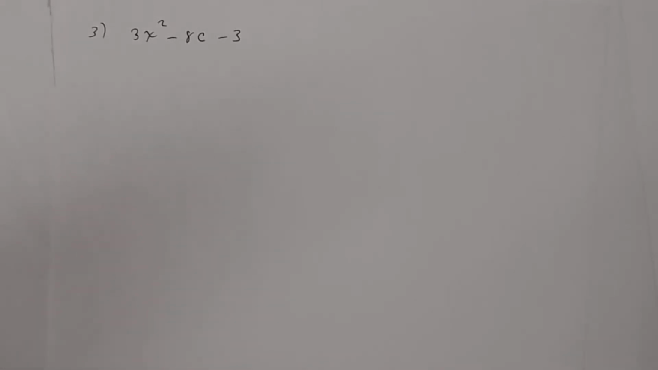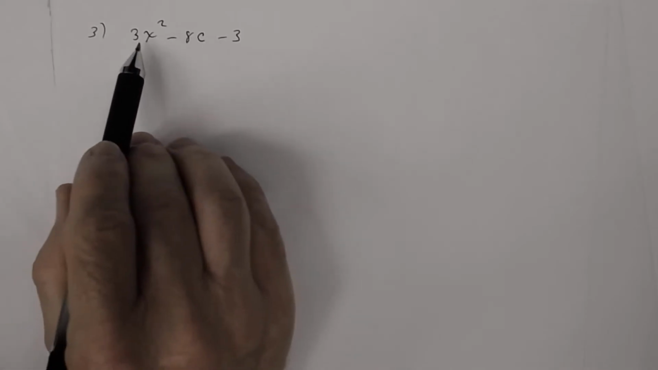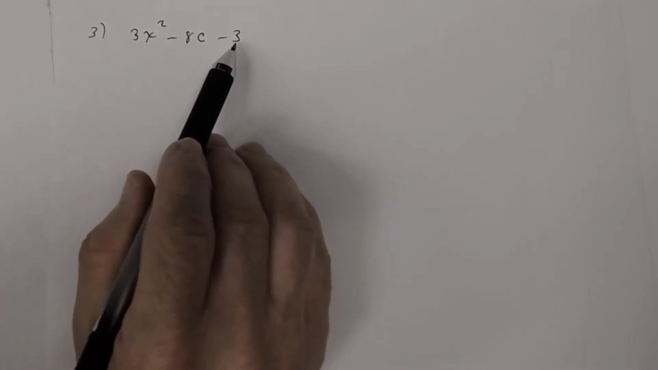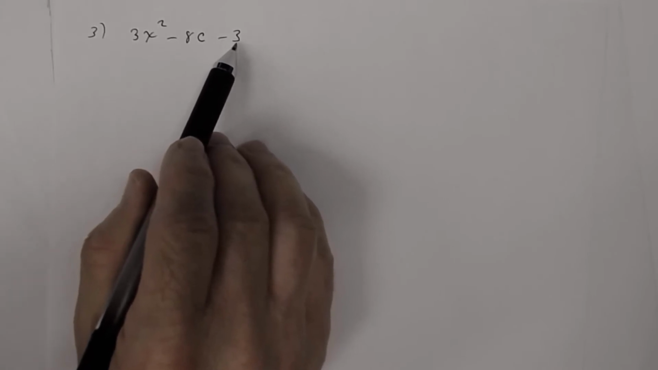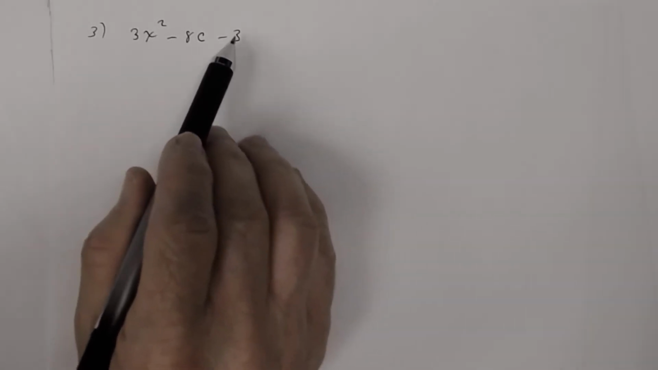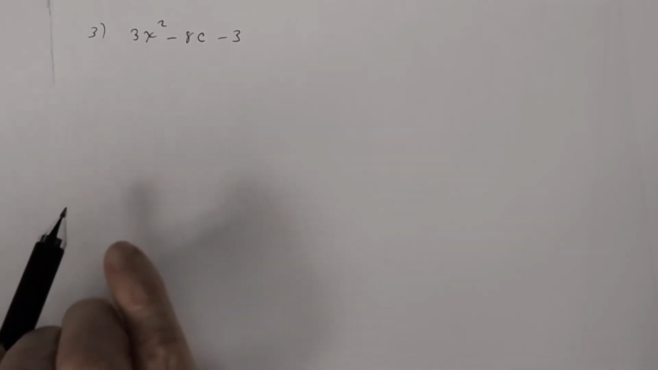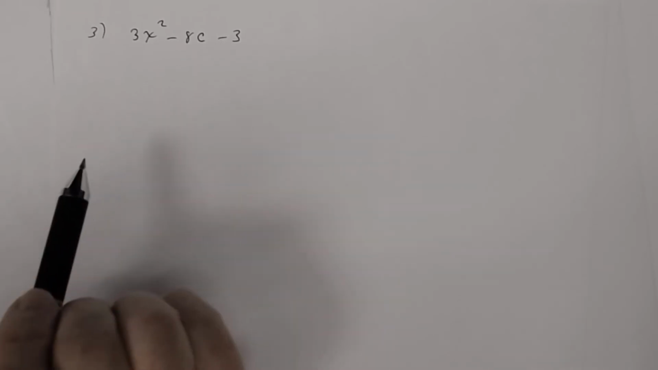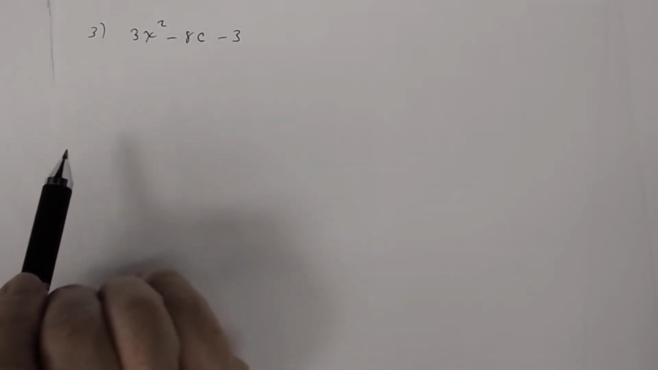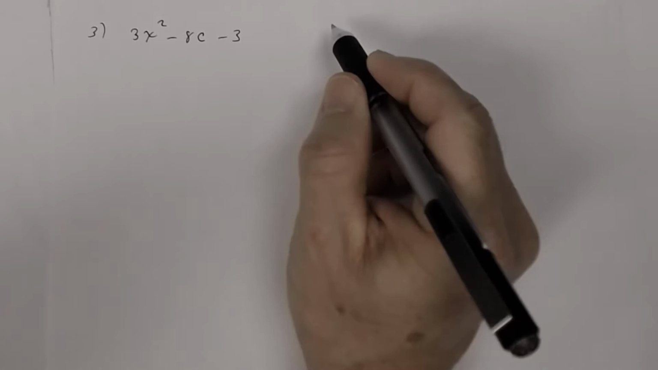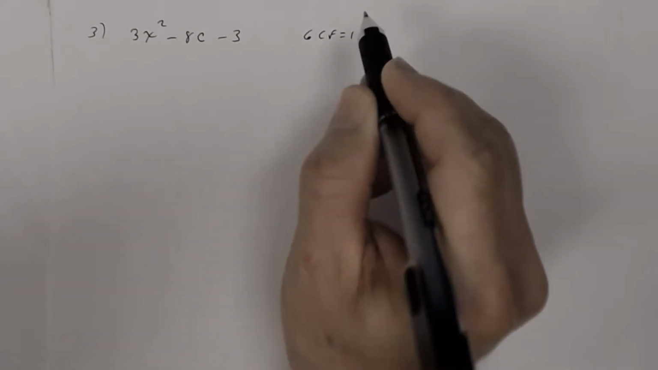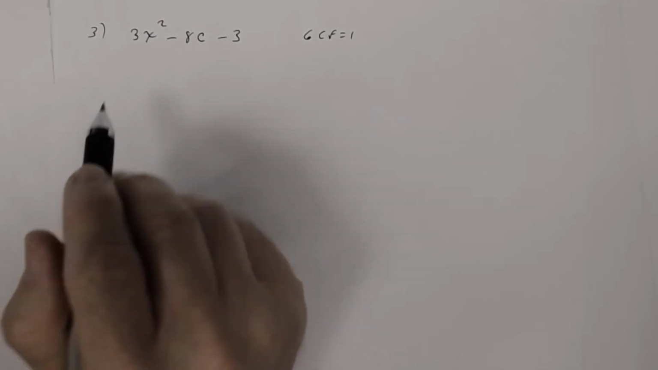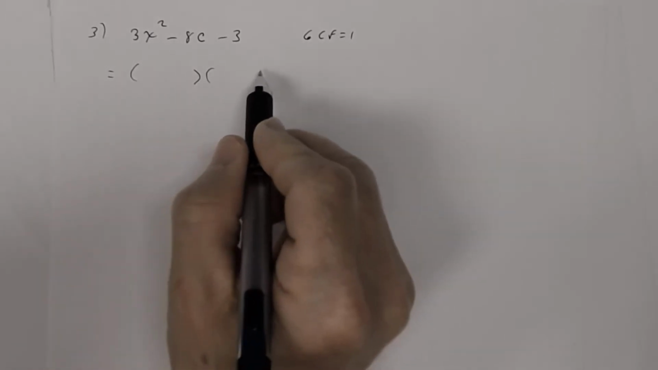Okay, so notice that the leading coefficient's prime, and the last term is negative 3, but the absolute value of that is 3, and 3 is prime. So those two things are prime, so that's going to make this a little bit easier to deal with. It's always nice to have prime numbers here. Notice also that the GCF is 1. The GCF of this trinomial is 1. So I'm going to go directly to the two binomials.